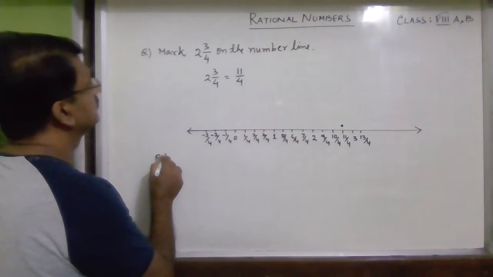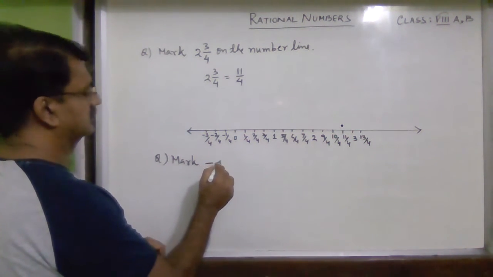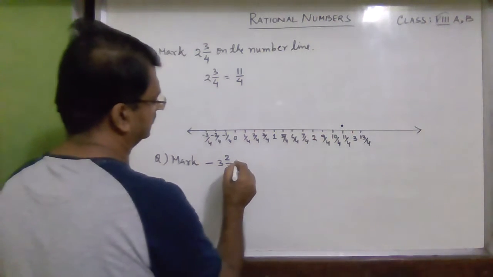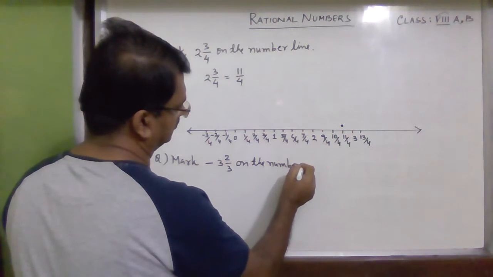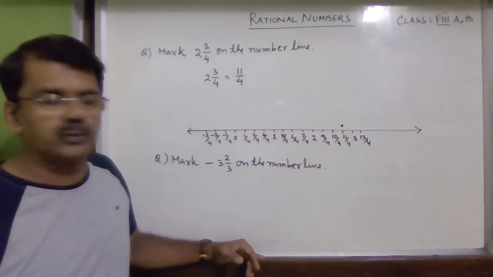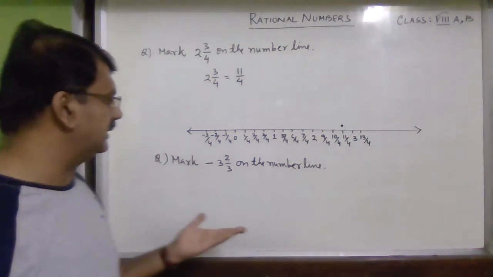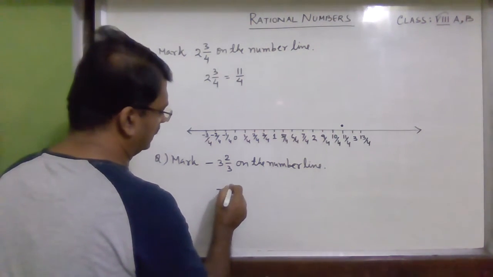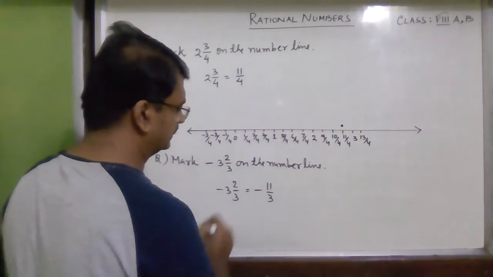Now mark minus 3 whole 2 by 3 on the number line. Mark minus 3 whole 2 by 3 on the number line. So as I did in the previous question, first of all you convert it into an improper fraction. So minus 3 whole 2 by 3 will be equal to minus 11 upon 3.